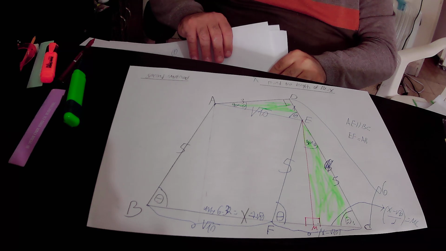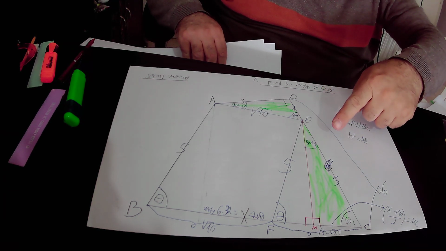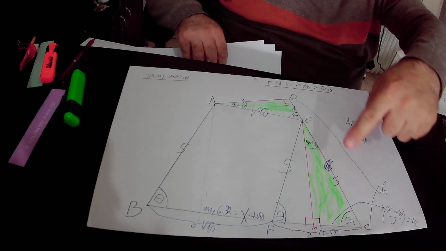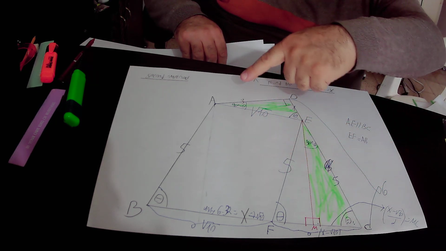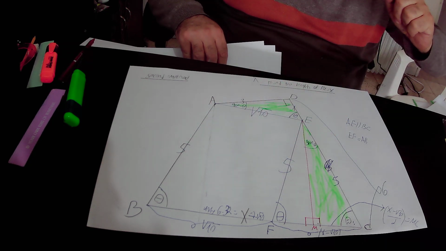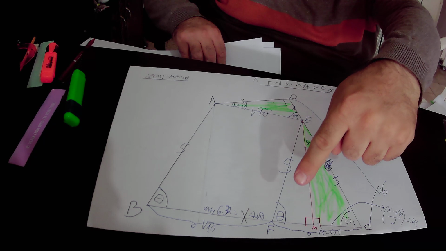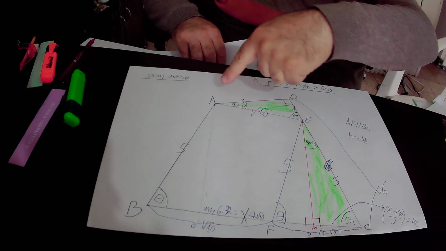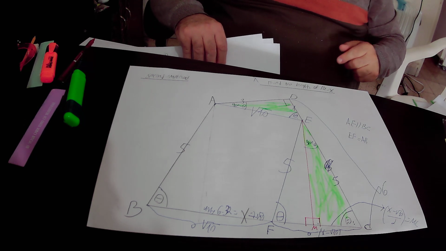In the next step, from point E, we drew a straight line on BC in such a way that EF will be perpendicular to AB. Okay, we drew a straight line from point E on BC in such a way that EF will be perpendicular to AB. Okay?